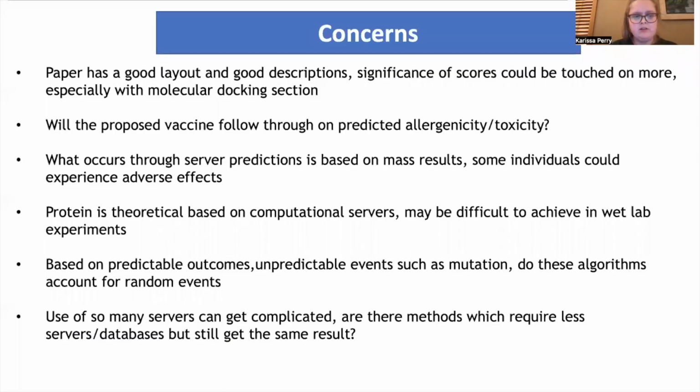So some of my concerns, the paper had a good layout. Significance of scores could also be explained further. And I was wondering, will the proposed vaccine actually follow through on predicted allergenicity or toxicity, or depending on random events, could it potentially cause problems for some individuals? This protein is also theoretical, and it may be difficult to achieve in wet lab experiments and wet lab settings. How does it factor in unpredictable events? Are those factored into these algorithms that the researchers used?